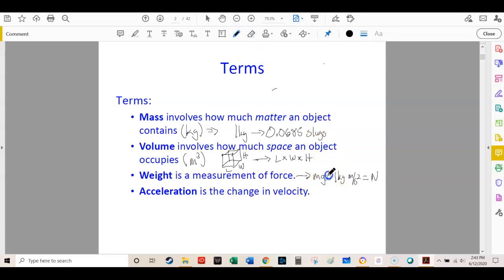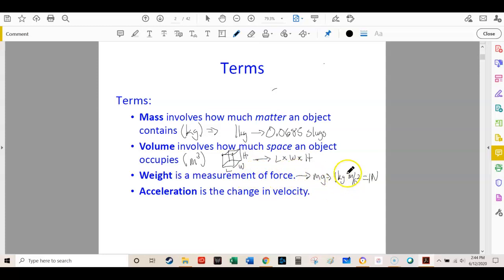Let's just draw an arrow there. So mass times gravity is 1 kilogram meters per second squared. So 1 kilogram meter per second squared is 1 Newton. And that is essentially the measurement of weight.